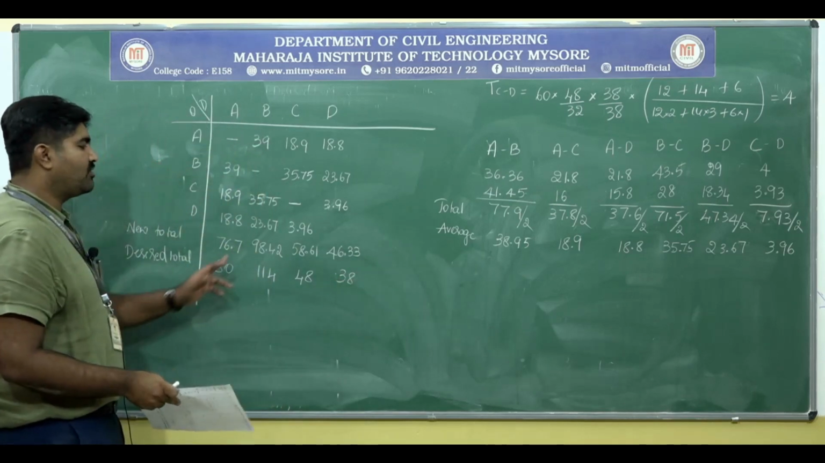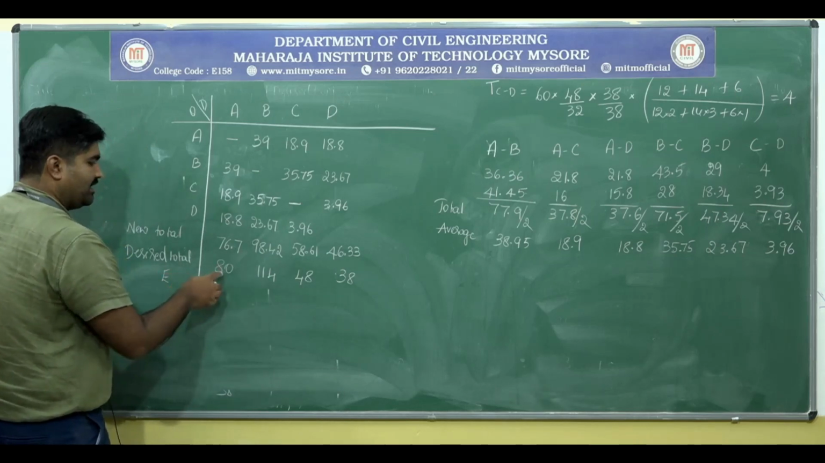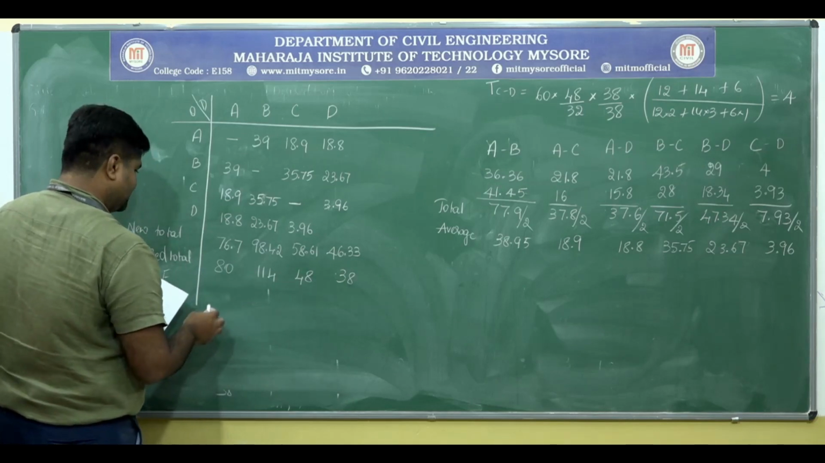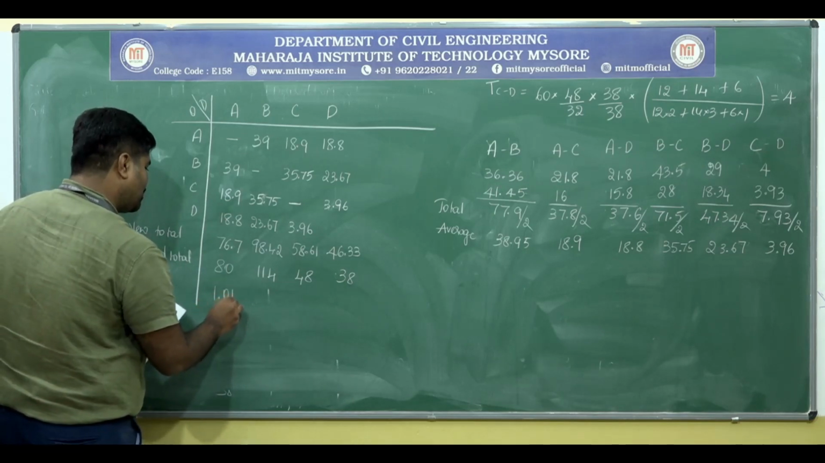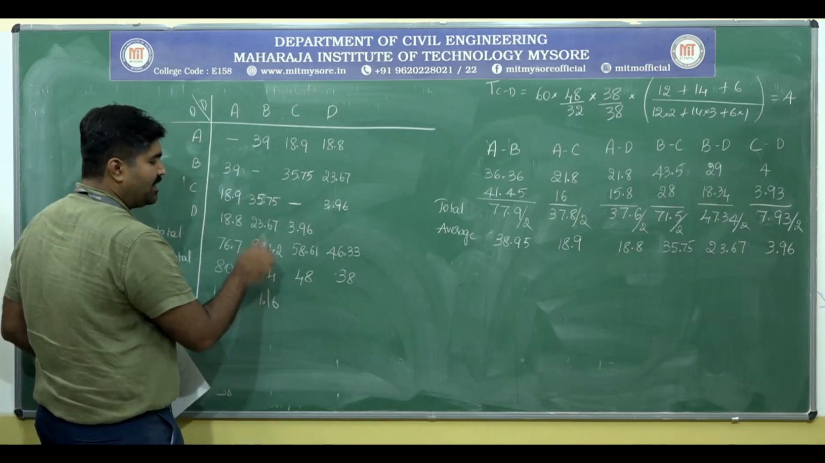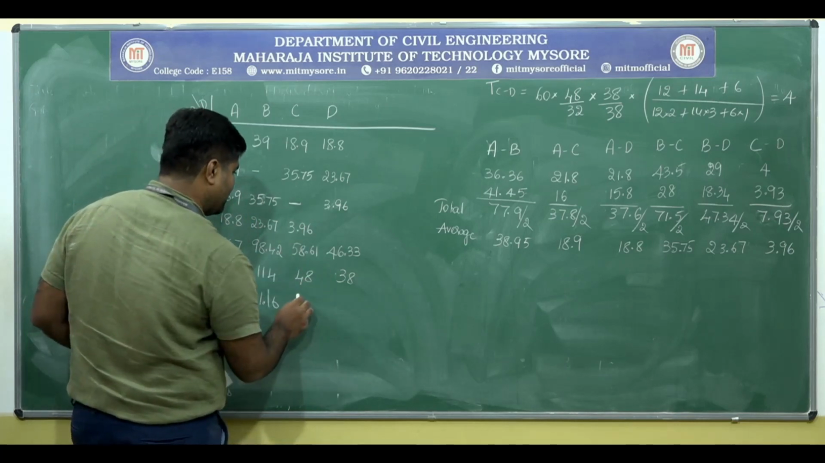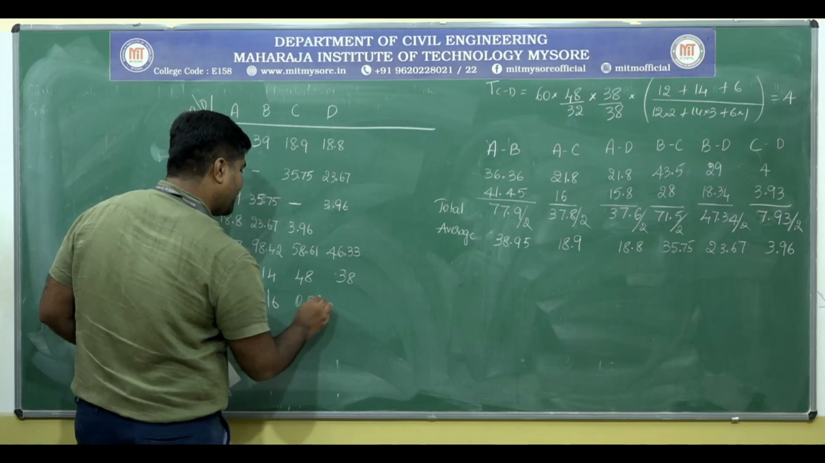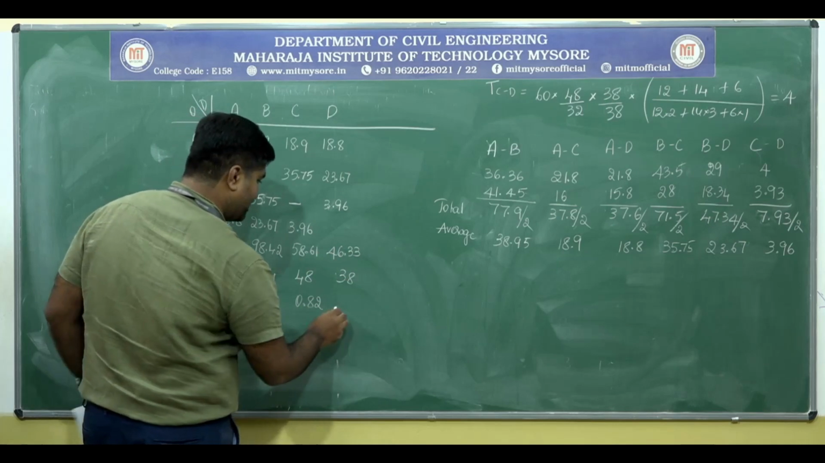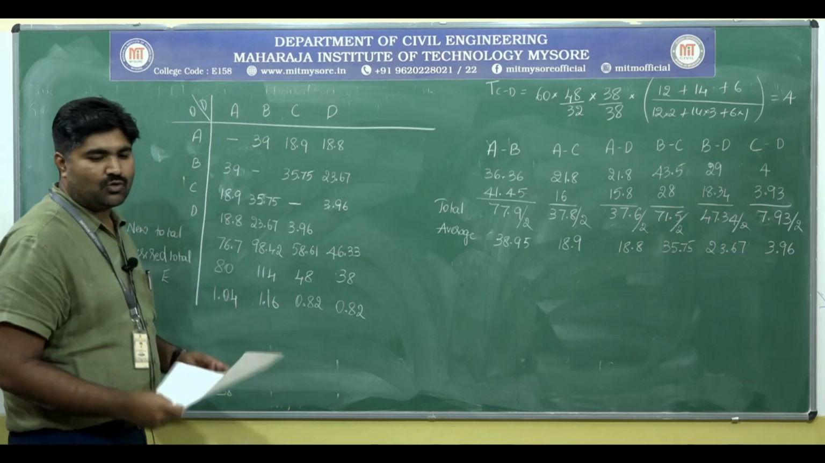Now we have to find the new growth factor. E is equal to this divided by this: 80 divided by 76.7, you will get 1.04. Next, 114 divided by 98.42, 1.16. Next, 48 divided by 58.67, you will get 0.82. Lastly, 38 divided by 46.33, you will get 0.82. These are the new growth factors.